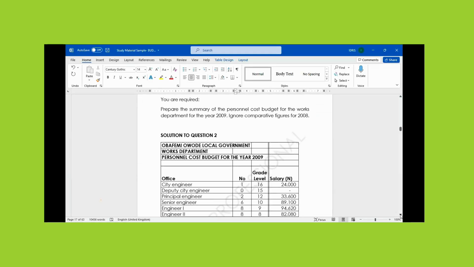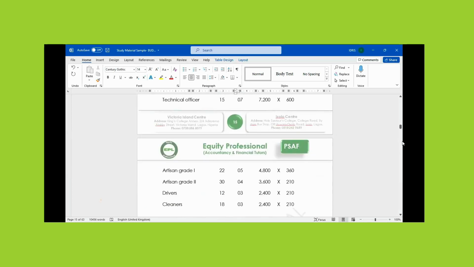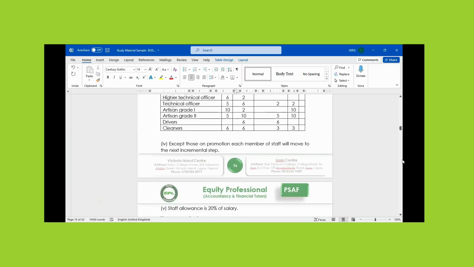That is that. Now we move to the next position, which is principal engineer. How many staff do we have in principal engineer? 2. So let's go to the step. One is in step 1, another one is in step 2. We are told that the one in step 1 moves to 2, while the one in step 2 moves to 3. So let's go and solve the salary personnel cost for that.